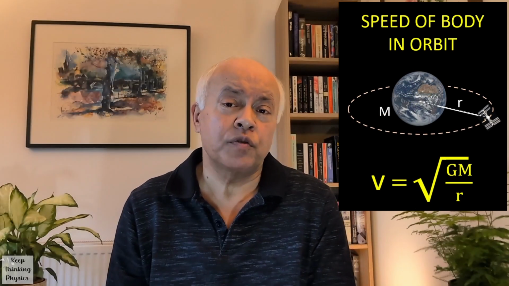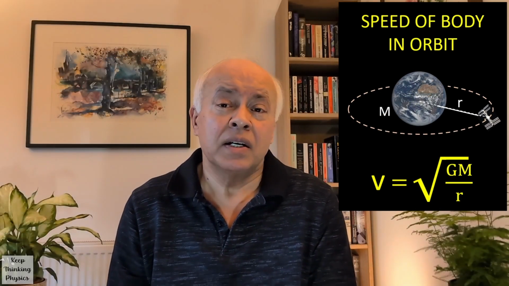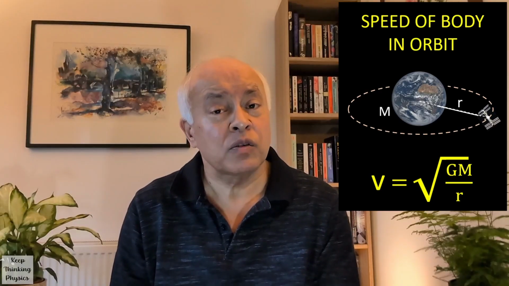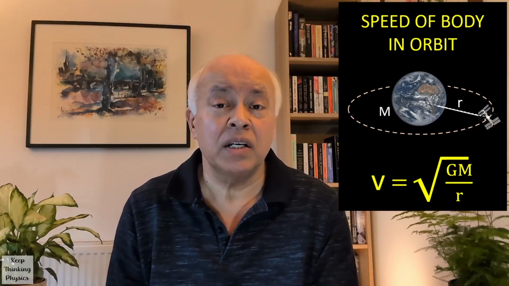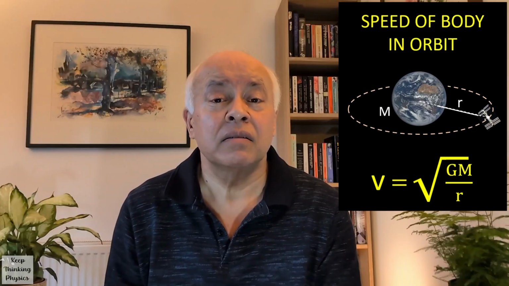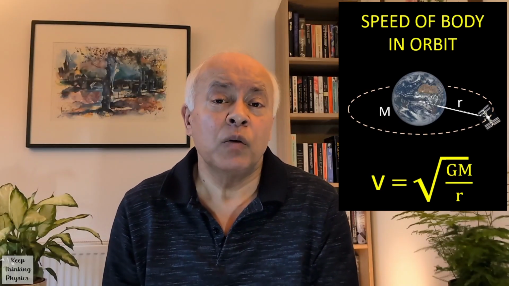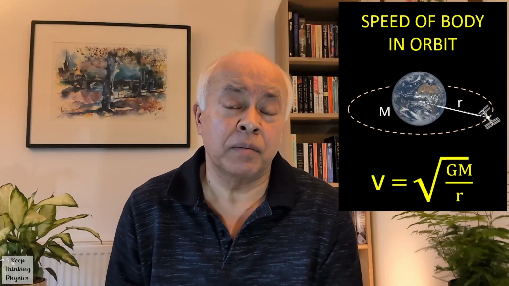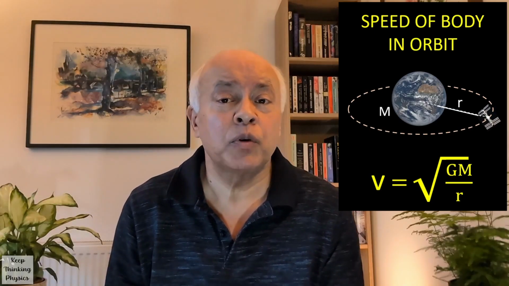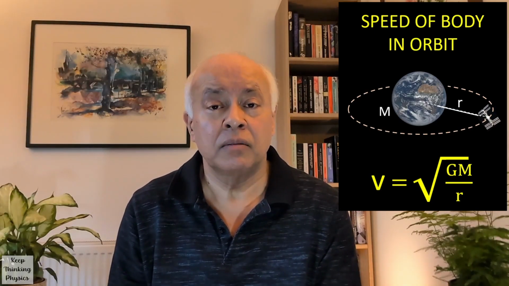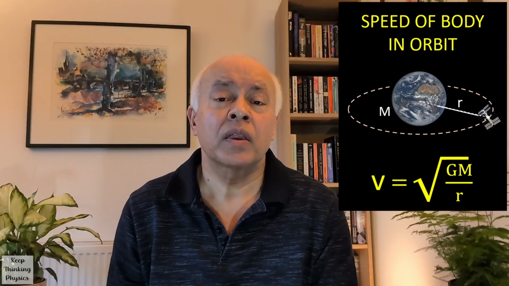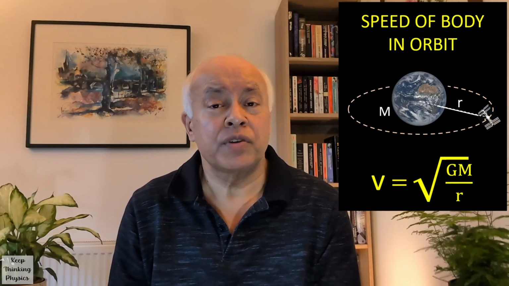The main thing to note from this expression is that the speed does not depend on the actual mass of the orbiting body. It is only a function of the distance of the body from whatever it is that it's orbiting. And we can see that the speed of the orbiting body is actually inversely proportional to the square root of the orbital distance r. This is a very important result.